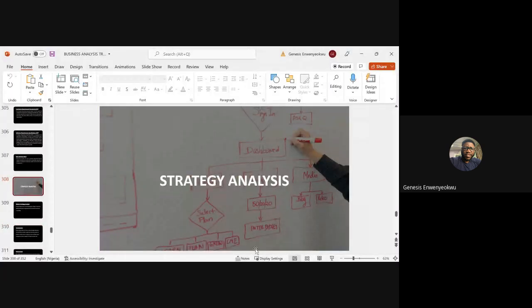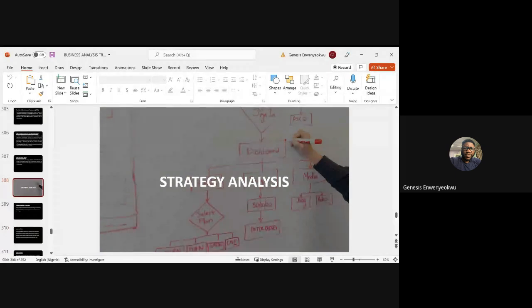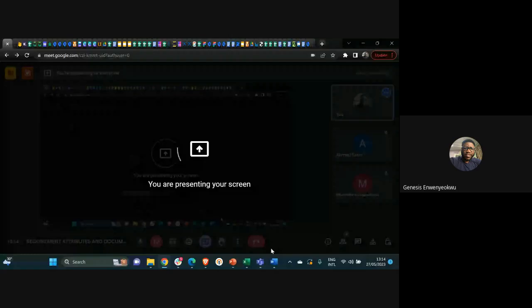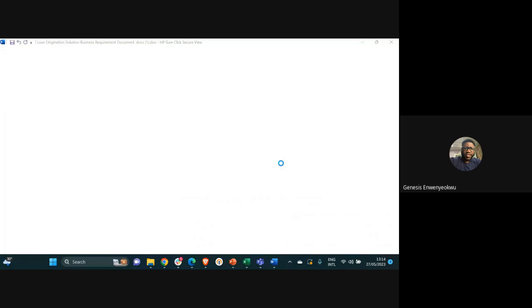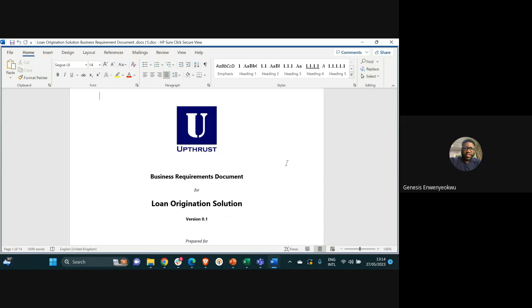Now, let's take a look at a sample BRD and FRD. Let me share my entire screen so that we can see a sample BRD and FRD. Let me know if you can see my screen. Can you see my screen? Yes. Sorry, let my Word document load. I don't know why it's taking time to load. Okay, yeah. You can see the Word document, right?